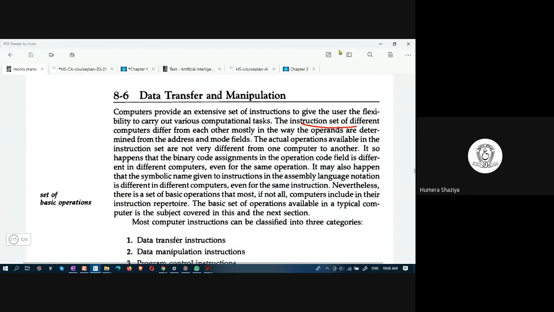The instruction set of different computers differ from each other in a way that operands are determined from the address and mode fields. Instruction set is not identical in every system. It perhaps depends on different factors, and the most differentiating factor is how operands are determined from the address and the mode fields.